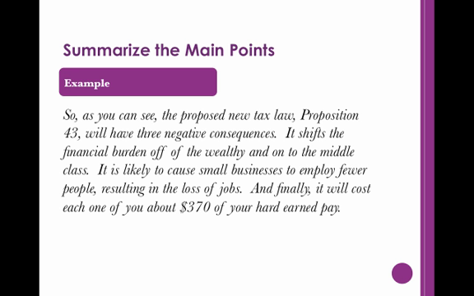So, as you can see, the proposed new tax law, Proposition 43, will have three negative consequences. It shifts the financial burden off of the wealthy and on to the middle class. It is likely to cause small businesses to employ fewer people, resulting in the loss of jobs. And finally, it will cost each one of you about $370 of your hard-earned pay.